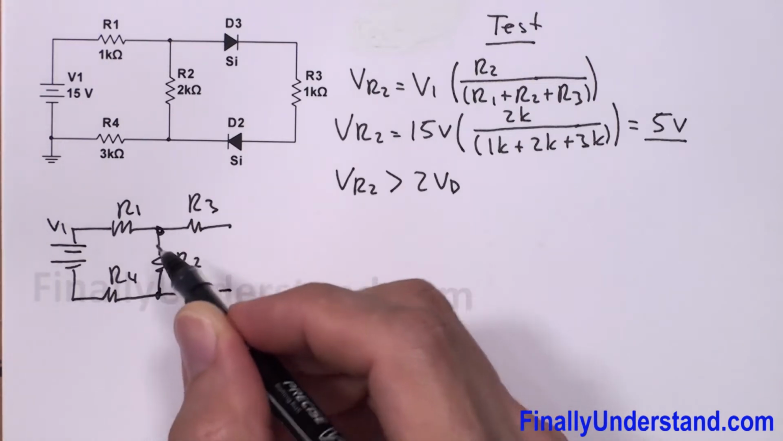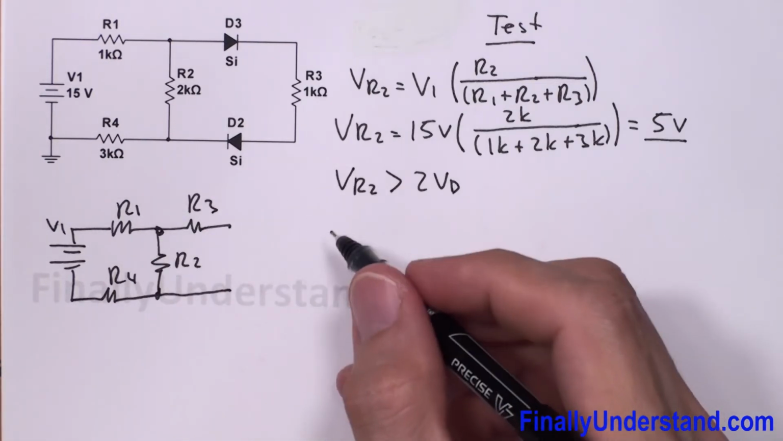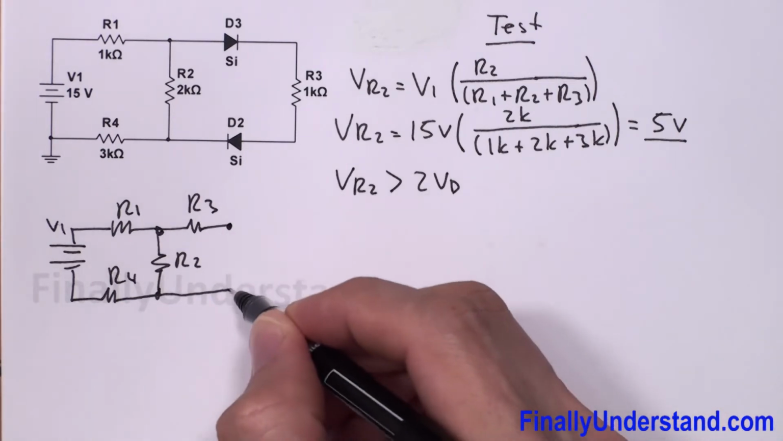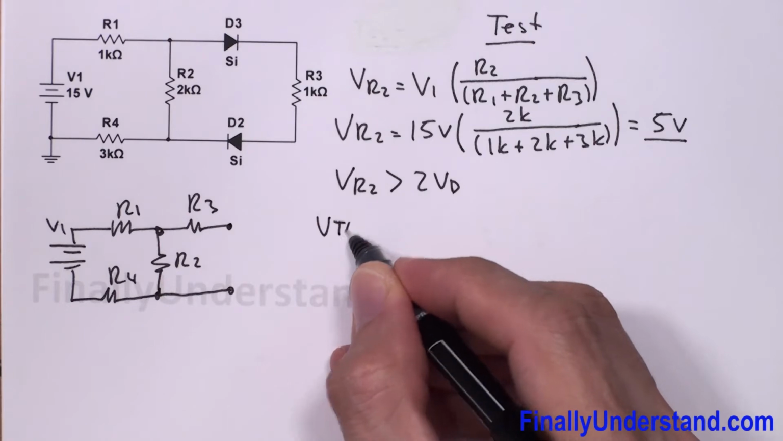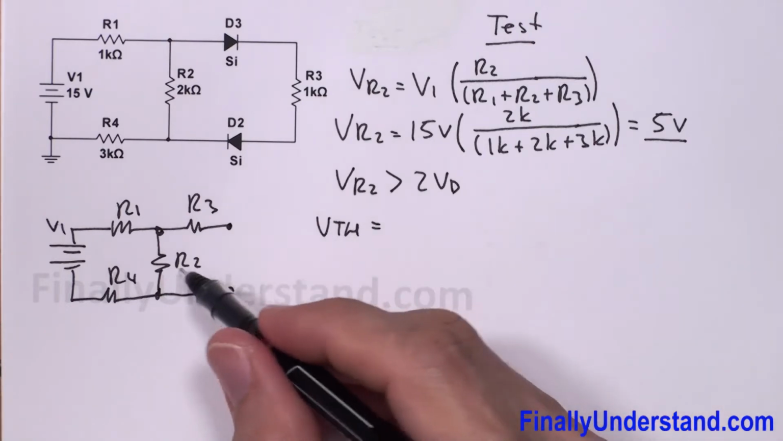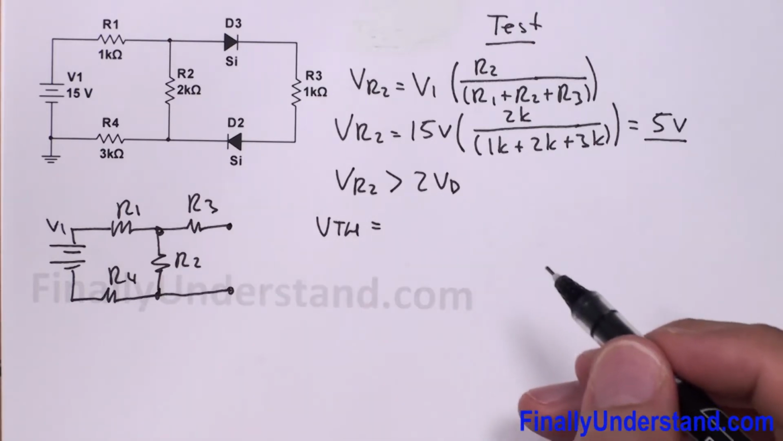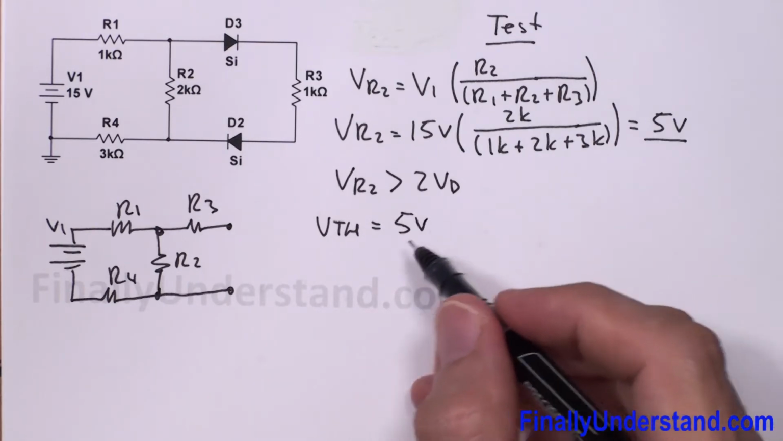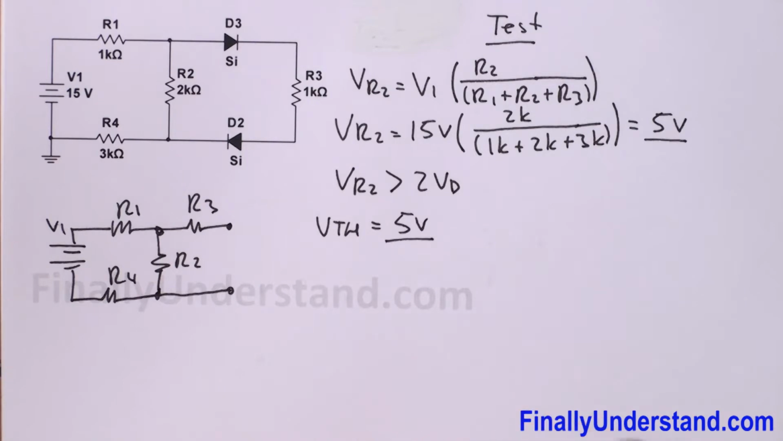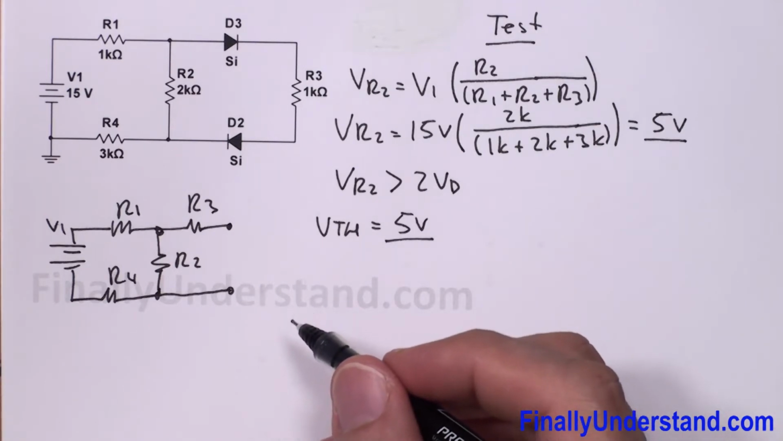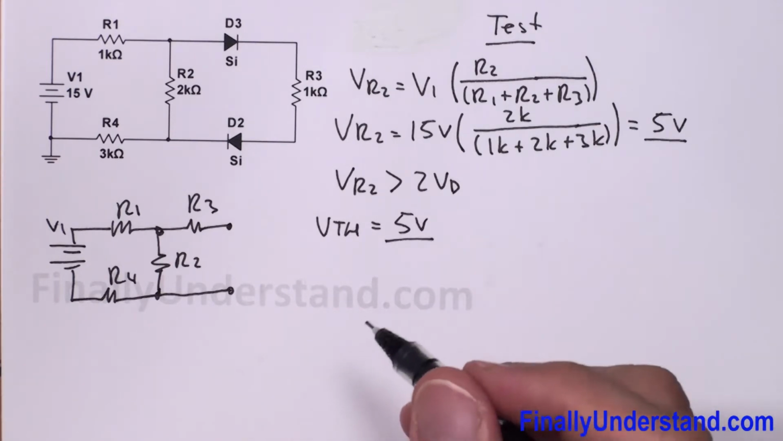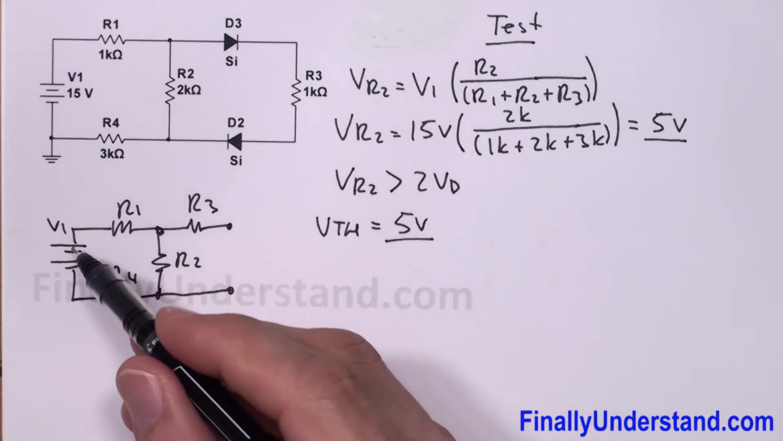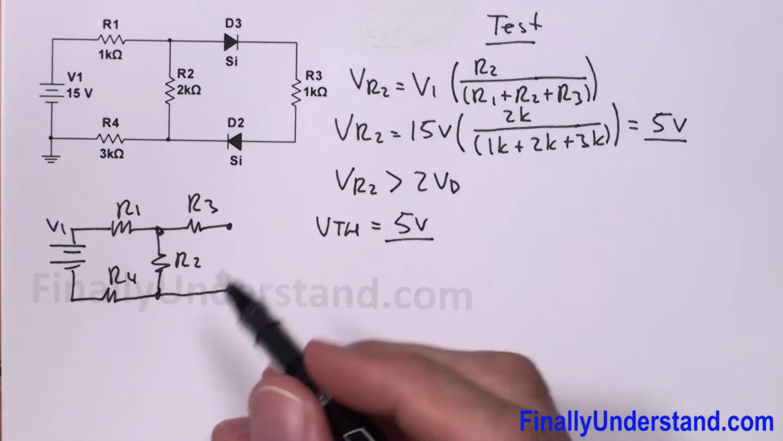Okay, so in order to Thevenize the circuit, we're supposed to find VTH. VTH is the voltage across resistor R2, and we found that voltage already. It's over here, 5 volts. So VTH is equal to 5 volts. Next, we're supposed to find the RTH. In order to find RTH, we're supposed to simply short the voltage source.